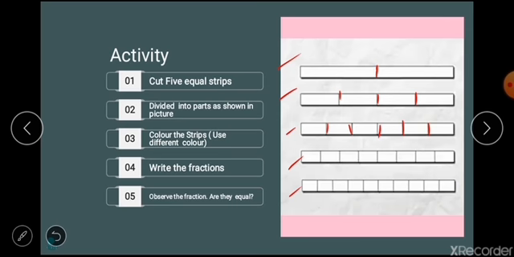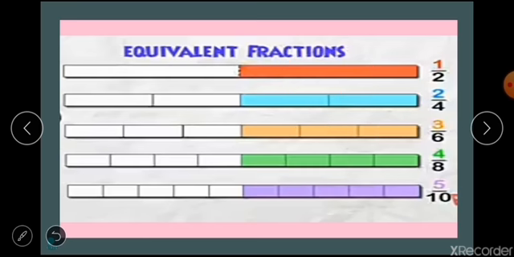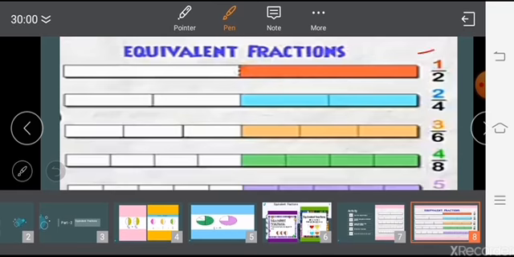Means first strip I am dividing into 2 parts, and then you will color. You will use a different color for the first strip, a different color for the second strip, and then you will write down the fractions. For first strip, here the shaded portion is 1 and total portions are 2, so you will write down 1 by 2.